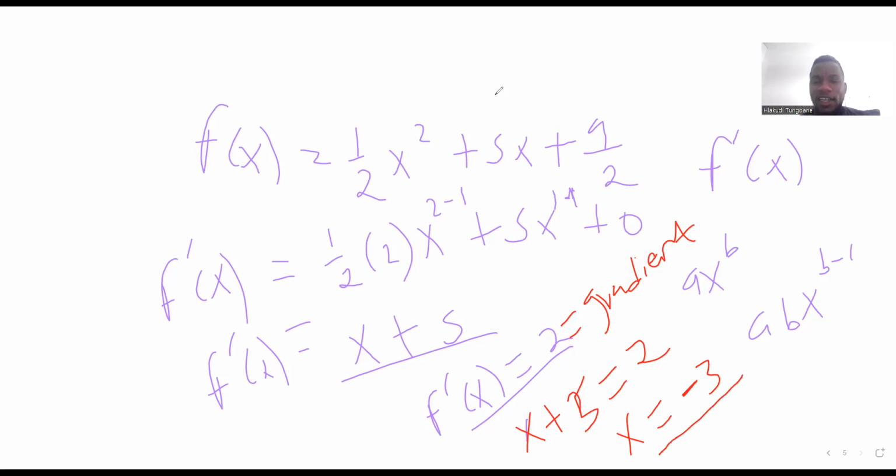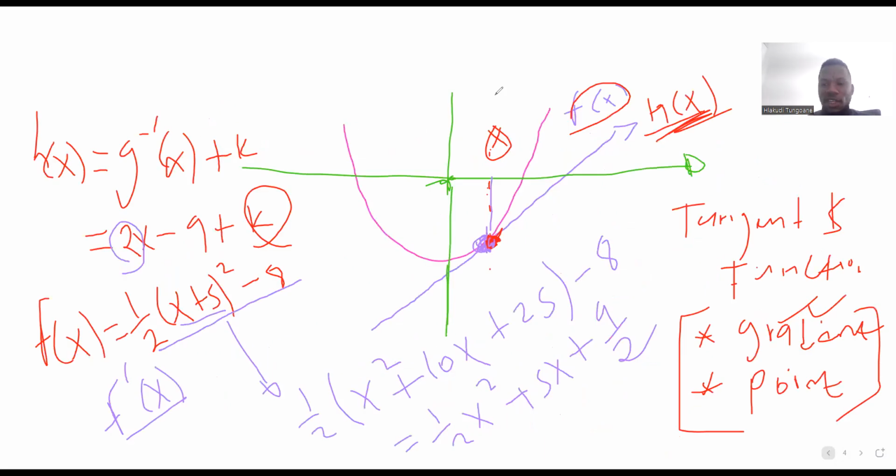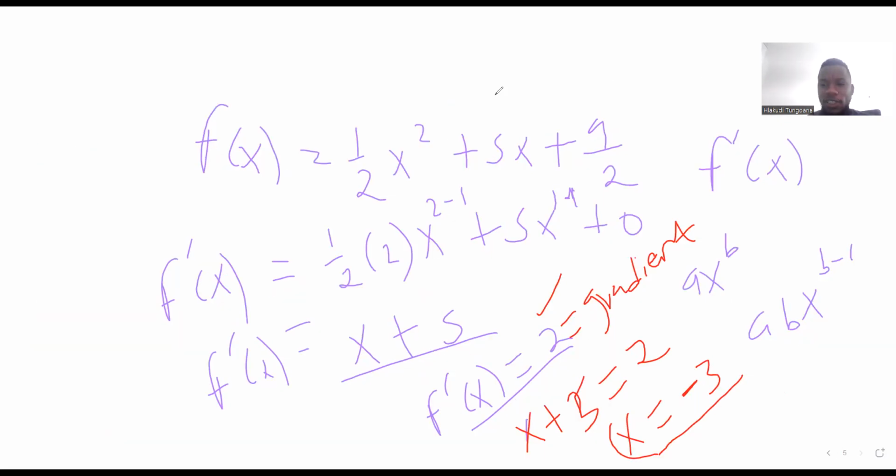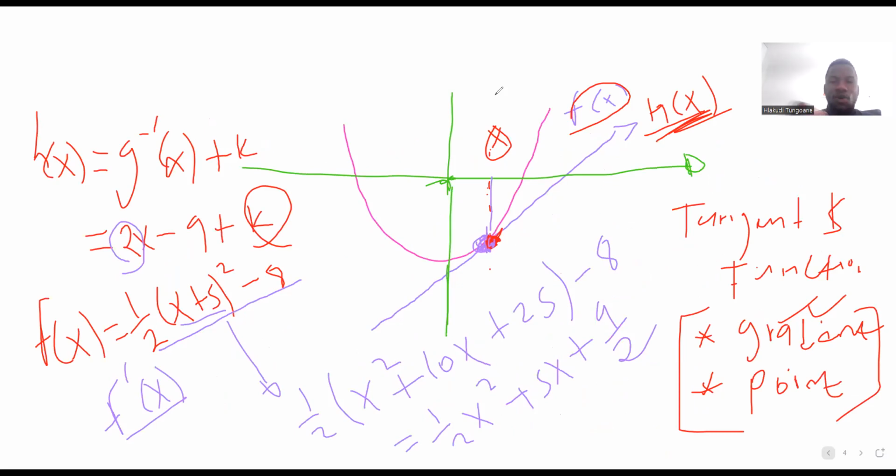So at x equals minus 3, the tangent and the curve touch each other, and the gradient at that point is 2. But we don't know the y value. How do we get the y value? Because the x value is common between f of x and h of x, either we can substitute x equals minus 3 into h of x to get the y value, or into f of x. But for h of x we don't know k, so we're not going to be able to find the y value that way.